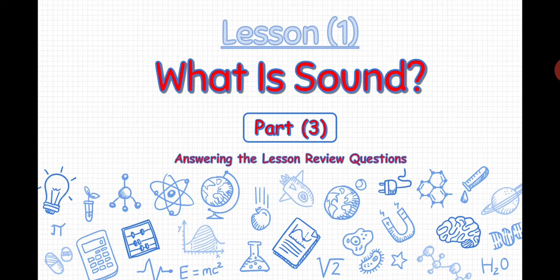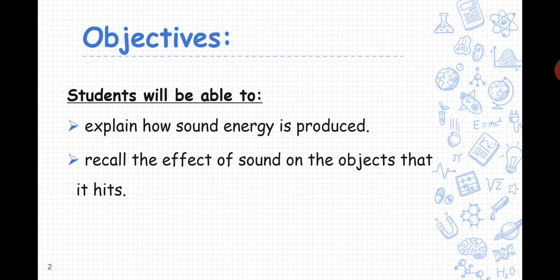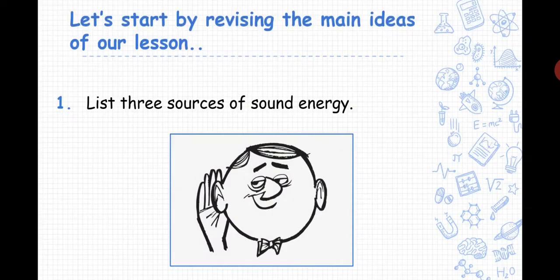What is sound? We will have a quick revision before we answer the lesson review questions in your books. So, our objectives are: you will explain how sound energy is produced, and you will recall the effect of sound on the objects that it hits. Let's start our revision now, my dear, with those 4 questions that I prepared for you. Those questions summarize the main ideas of our lesson. So focus with me and let's start with the first question.